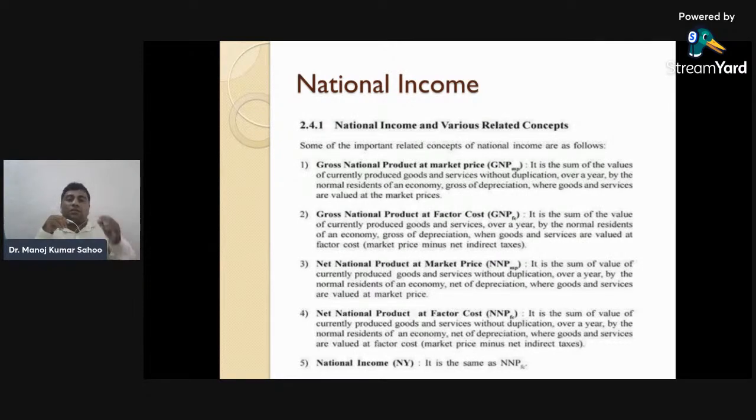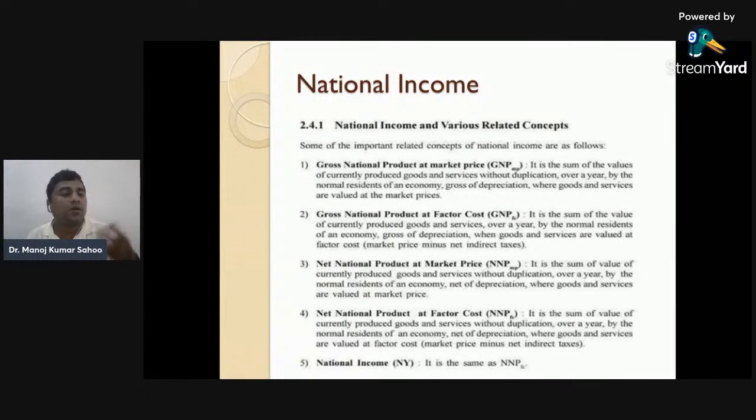Now, what is gross national product at market price? It is the sum of the values of currently produced goods and services, without duplication, over a year by the normal residents of an economy. Here goods and services are valued at the market price, and I have already told you. So whenever we take the market price for calculation of GNP, we call it gross national product at market price.